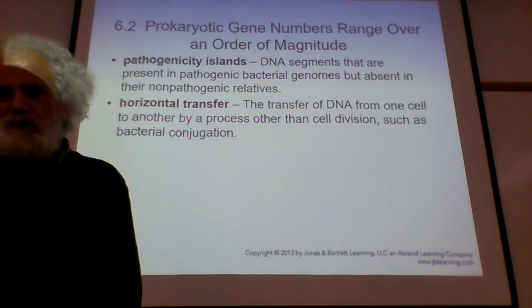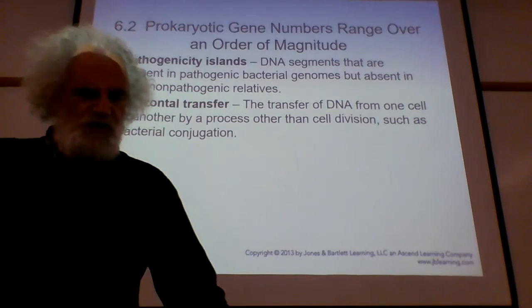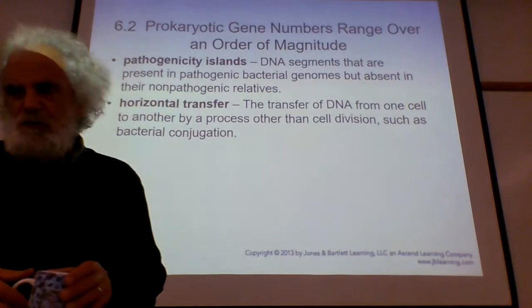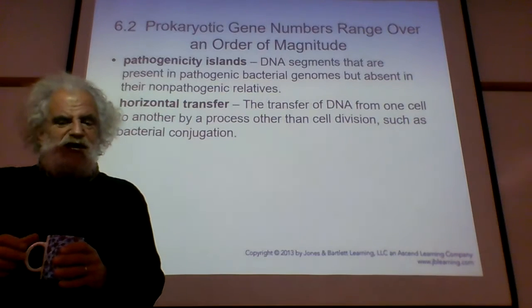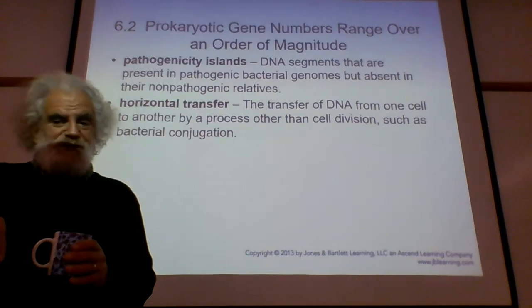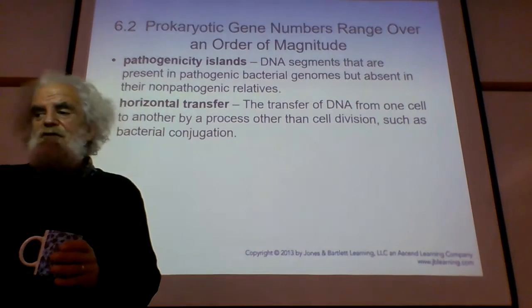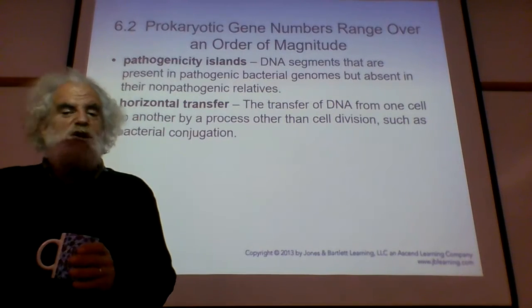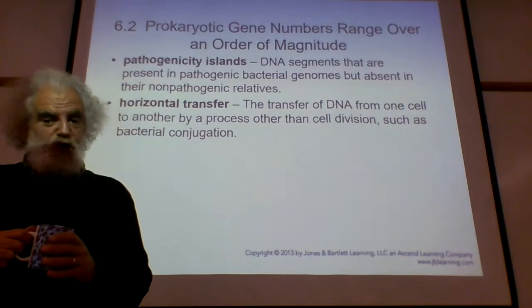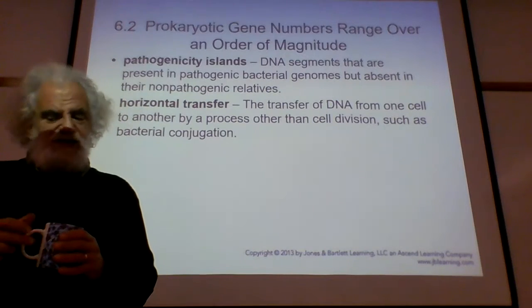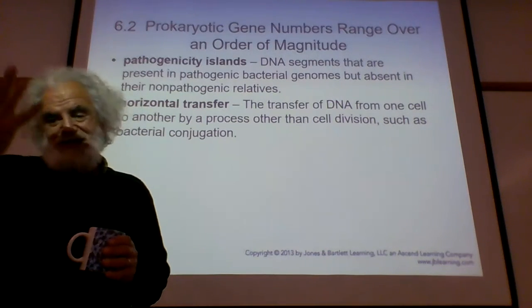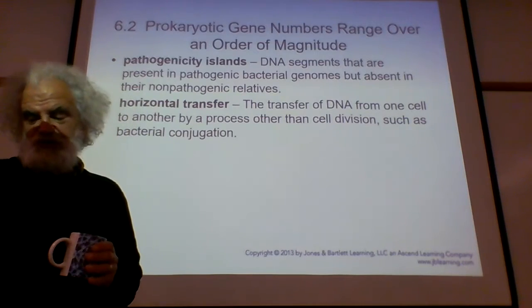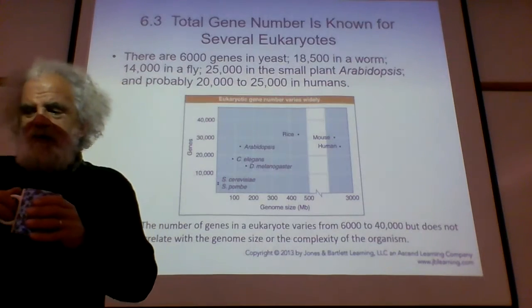So the prokaryotic gene numbers range over a pretty wide amount. There are DNA segments that are present in pathogenic bacteria that are absent in non-pathogenic bacteria. There is DNA that can be transferred from one cell to another, what's known as horizontal gene transfer, and that is a way of transmitting different kinds of genes. This is how antibiotic resistance is spread.